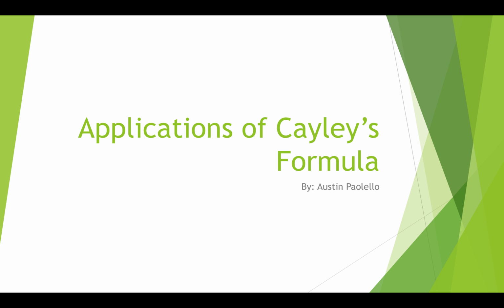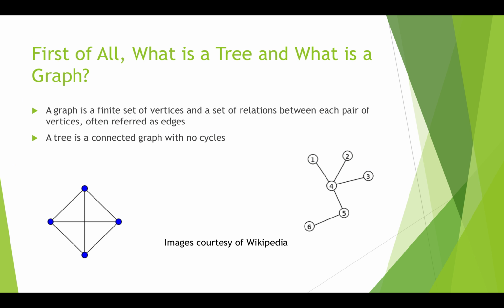Alright, so we were talking about applications of Cayley's formula. In order to talk about Cayley's formula, you need to know what a tree and what a graph is. You've probably gone over this in your discrete math class. A graph is just a finite set of vertices and relationships between pairs of vertices, called edges, while a tree is a graph with no cycles.